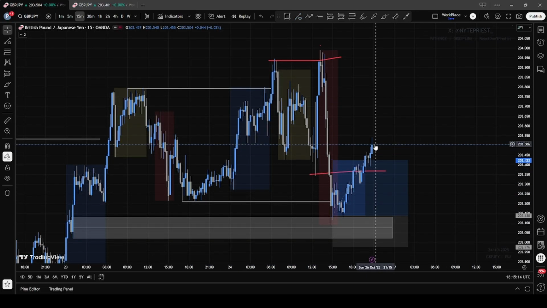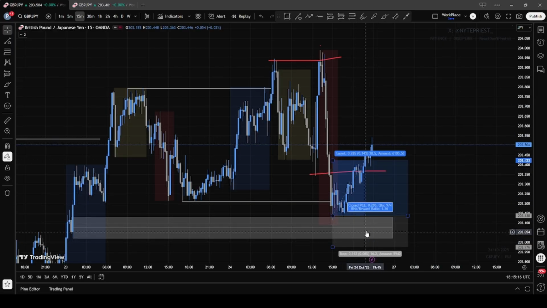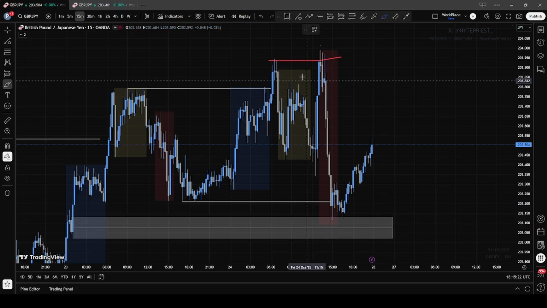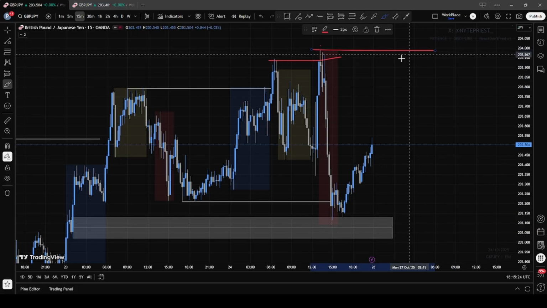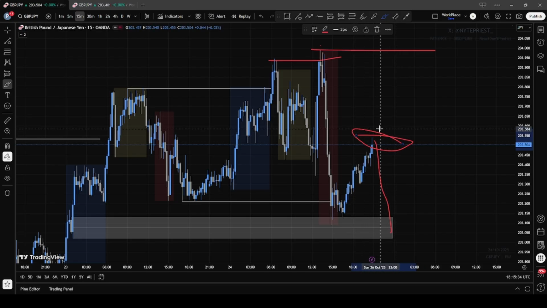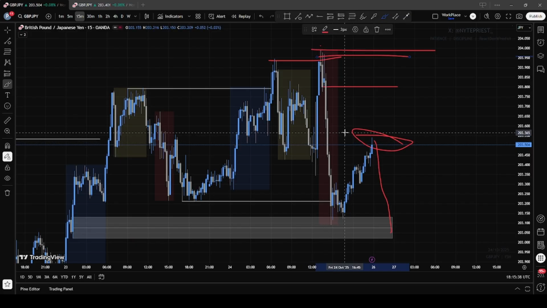So I'll be waiting to see how price reacts. If price will break and close above this, or price will give me a bearish move again for this to be considered as a major inducement, then I'll sell on this supply zone. Okay. So that's my narrative for GBPUSD.